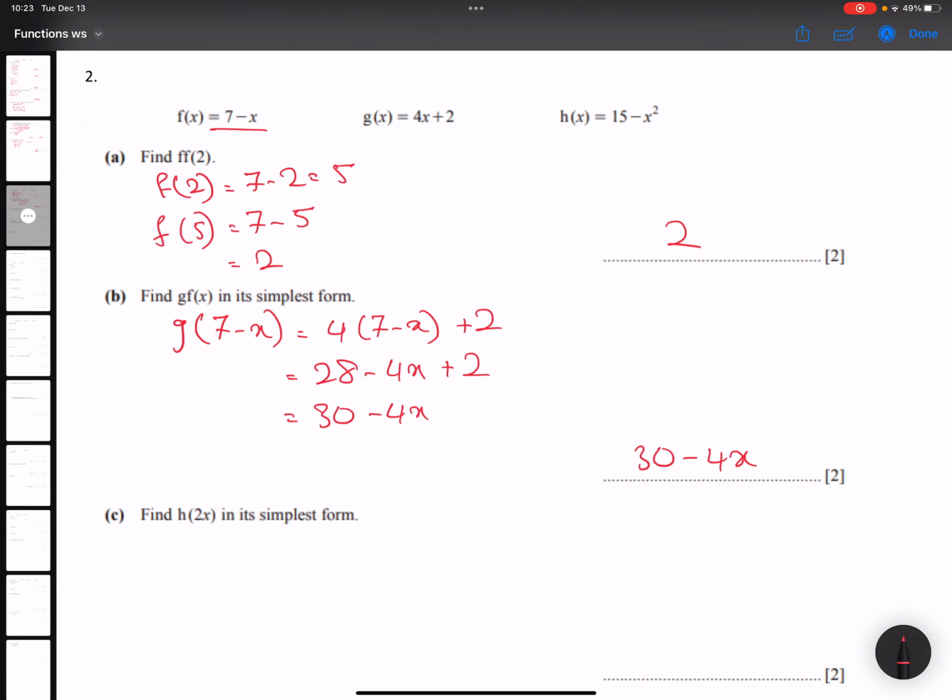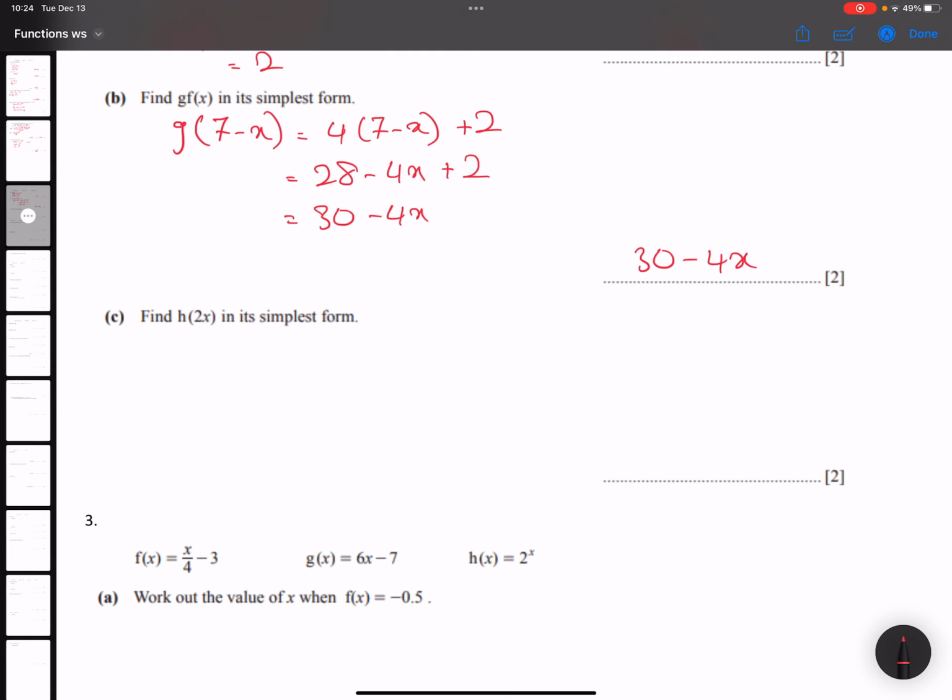h of 2x, so 15 minus x squared is going to be 15 minus (2x) all squared, 15 minus 4x squared. Alright?